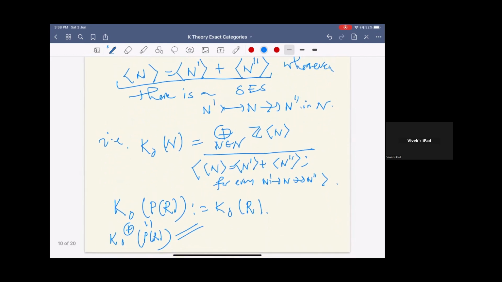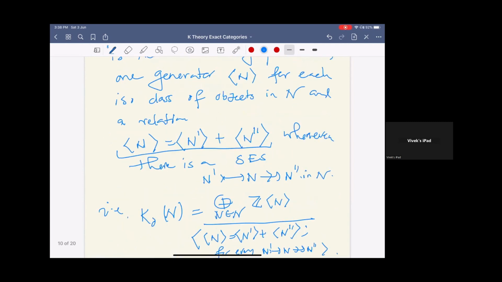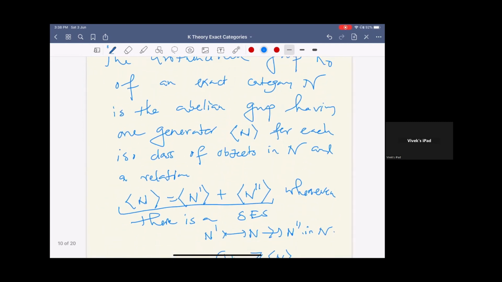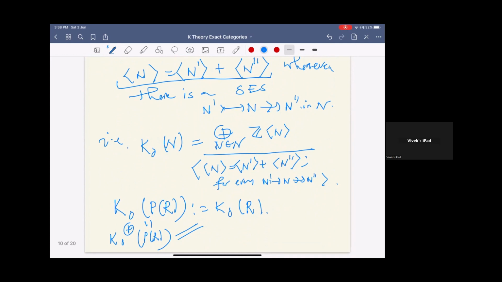This is a simple exercise you should try to do. If you think of PR as a symmetric monoidal category, you can consider the K0 in terms of group completion, because PR has a monoidal structure under the direct sum. So you can take the group completion, that's the K0 of R. And you can also think of PR as an exact category, and then use the definition I just gave. These two definitions coincide because in PR, every short exact sequence splits.